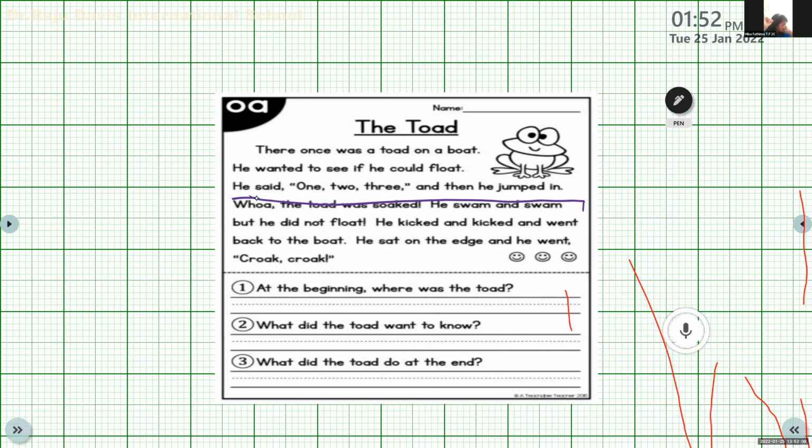Aaron. Read. There once was a toad on a boat. He wanted to see if. He said. Excuse me, ma'am. Then he jumped in. Jumped in. It is not jumped, it is jumped. Okay. Good.